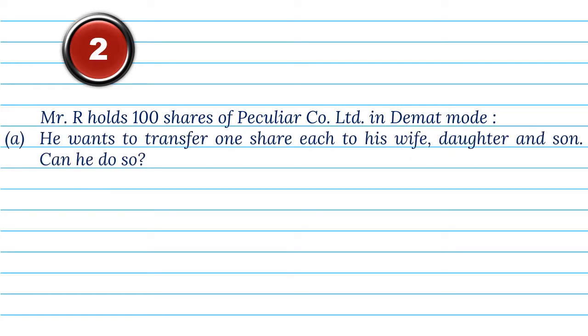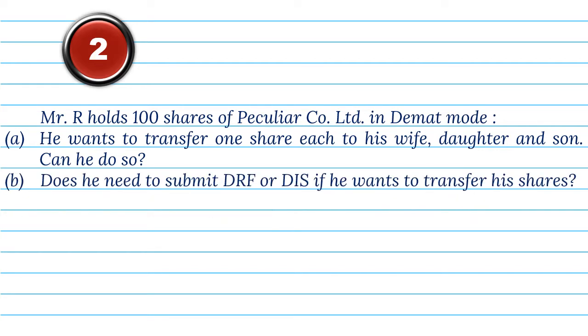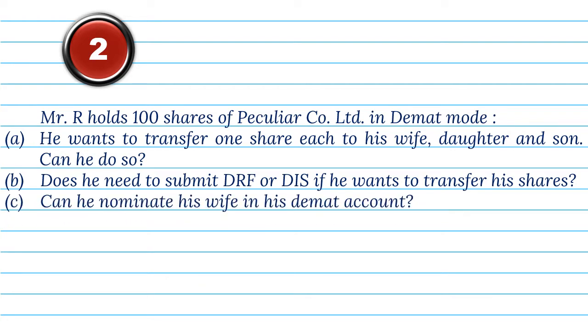2. Mr. R holds 100 shares of Peculiar Company Limited in Demat mode. A. He wants to transfer 1 share each to his wife, daughter, and son. Can he do so? B. Does he need to submit DRF or DIS if he wants to transfer his shares? C. Can he nominate his wife in his Demat account?